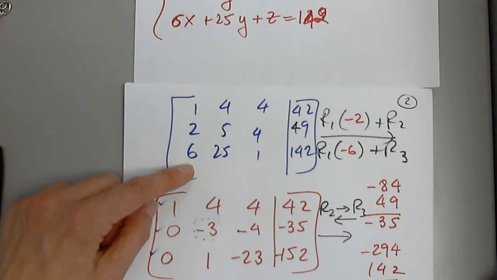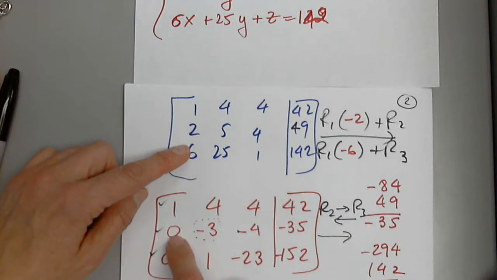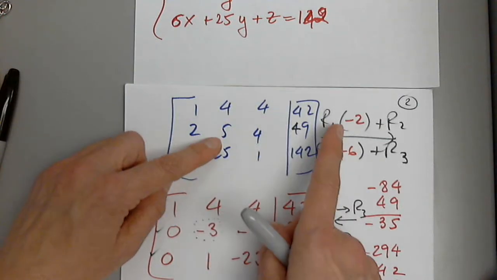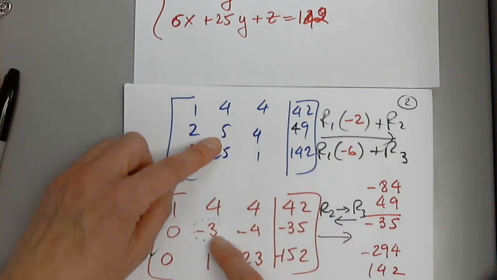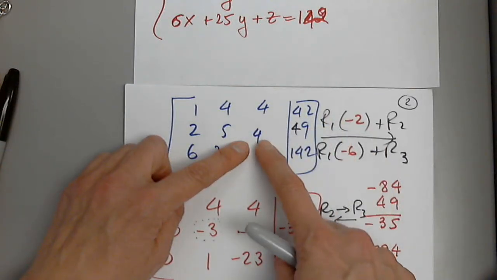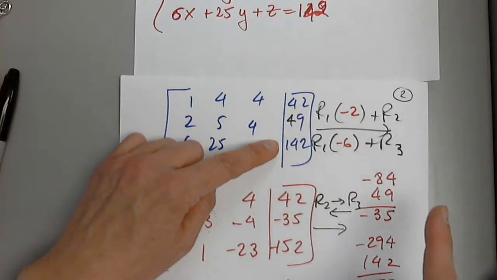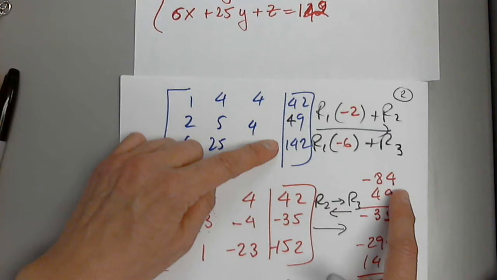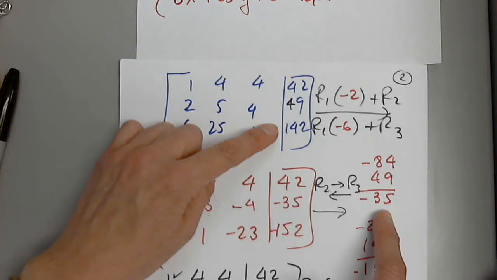So let's do that again, just to make sure the numbers are correct. 1 times -2 is -2 plus 2 is 0, correct? I move on to the next. 4 times -2 is -8 plus 5 is -3. Okay so far? 4 times -2 is -8 plus 4 is -4. And 42 times -2, check my numbers again. I got -84, and plus 49, I got -35. Is that correct?